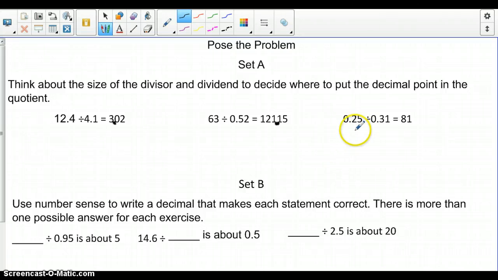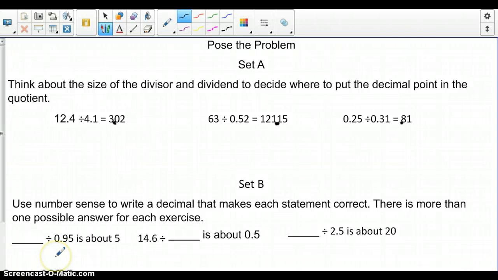Okay, in this case, I have a divisor and a dividend, and my divisor, right here, 31 hundredths, is greater than my dividend, so I know that this is less than 1, so it's got to be 81 hundredths.